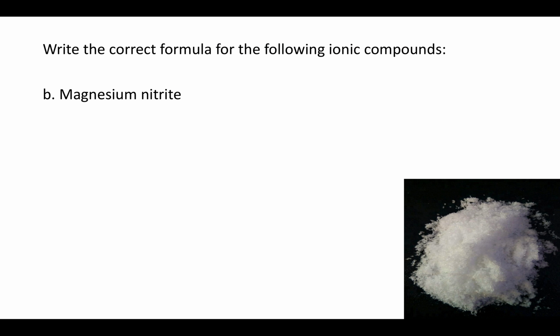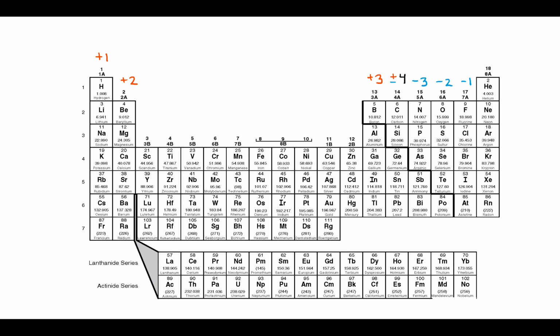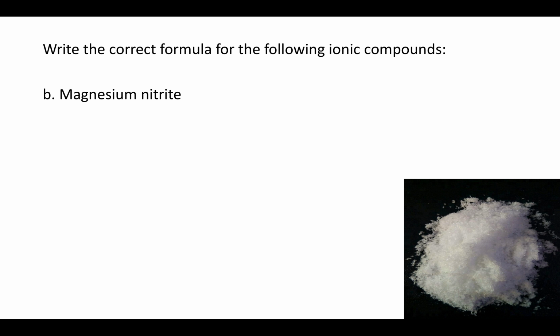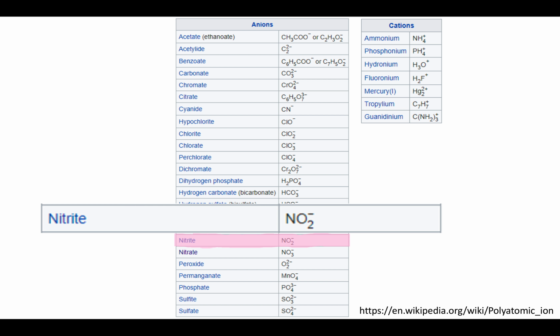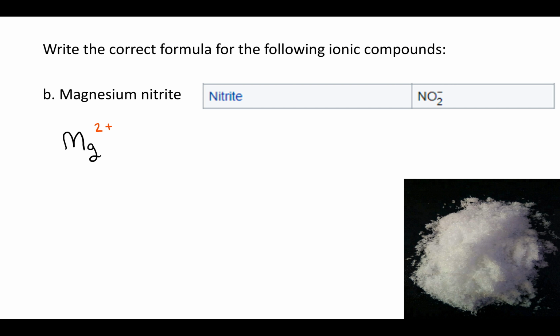How about magnesium nitride? So first let's write the ions. First, magnesium is in column 2A, so it has a +2 charge. So to write the ion for magnesium, you write Mg with a 2+ charge in the top right. For nitrite, notice it doesn't end in IDE. That's always a sign that you have a polyatomic ion. So in this table of polyatomic ions, you'd look for nitrite, you'd see it's toward the bottom. It's NO2 with a -1 charge. So to write the nitrite ion, you'd write NO2 with a -1 charge. So those are our ions separately.